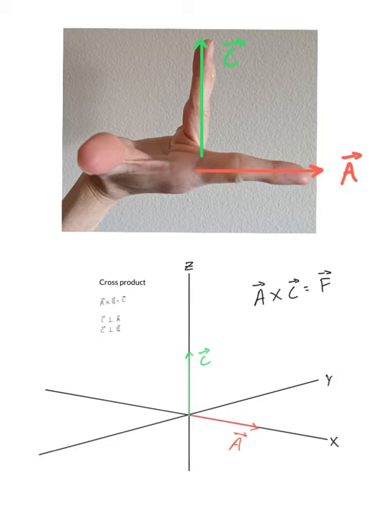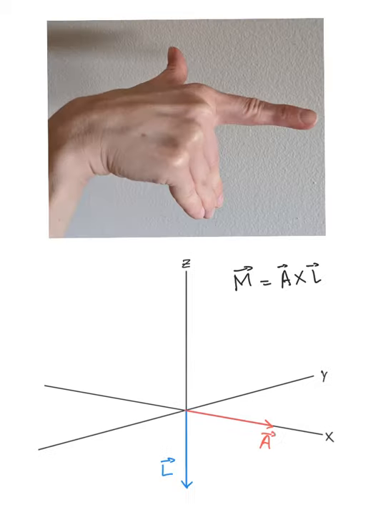This leads us to believe that the resultant vector of A cross C should be pointing in the negative y direction, that is out of the computer screen in our coordinate system. We can also see that the F vector satisfies our initial requirement of being both perpendicular to A and C by noting that it makes a 90-degree angle with both of those vectors.